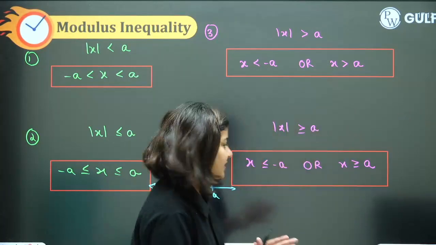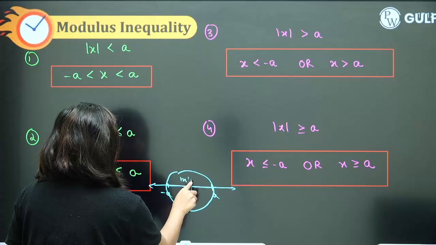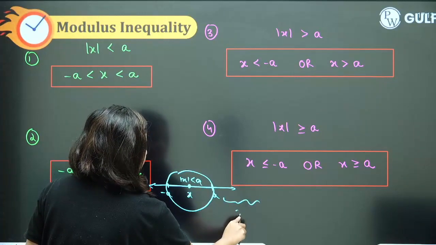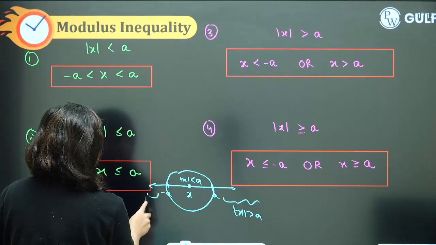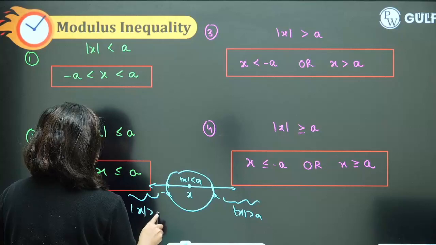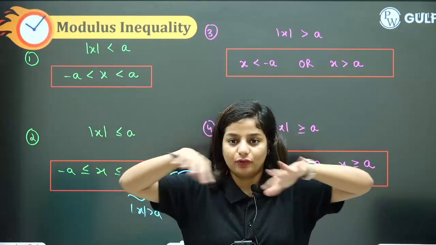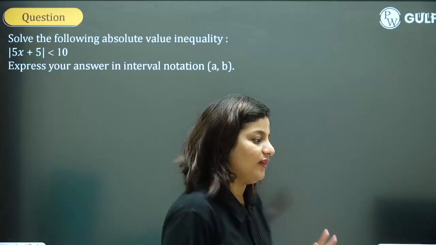So can you understand? This area is reserved for mod less than a, and the remaining areas, this one and this one, are for mod greater than a. So for greater, you have to go to the extremes. For less, you have to stay in between. Please remember this. All the questions will be solved very easily.